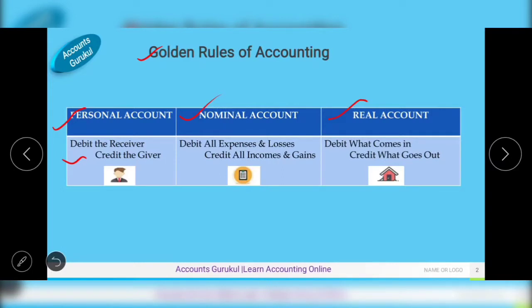The person who is getting something is the receiver, and the other person who is giving something is the giver, so credit the giver. For the nominal account, which covers expense accounts and income accounts: debit all expenses and losses and credit all income and gains. Whatever expenses there are, we debit, and whatever incomes there are, we credit. For the real account: debit what comes in, credit what goes out. So what we are getting is debited and what is going out is credited. These are the basic golden rules of accounting, and the entire accounting depends upon these three rules. Considering that, it's essential to understand the golden rules of accounting and how they work.